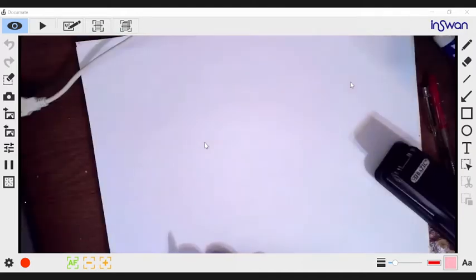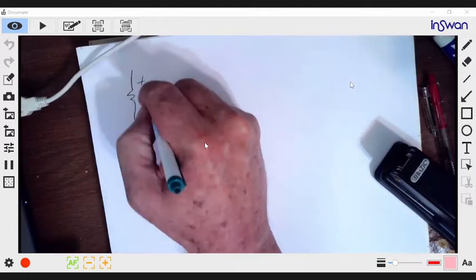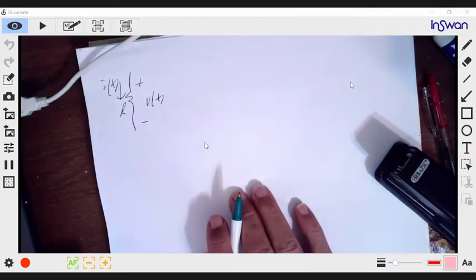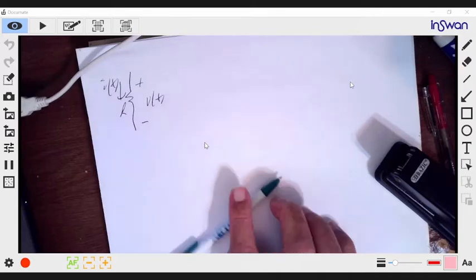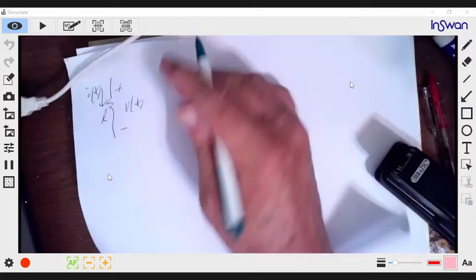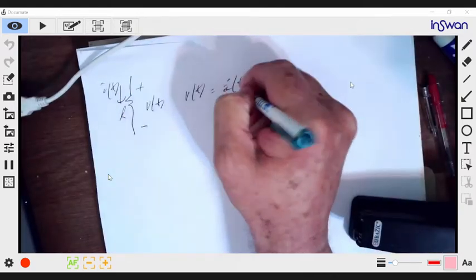How are these related? How is V related to I? I asked you first. V is equal to I times R. Yes, V of T equals I of T times R.